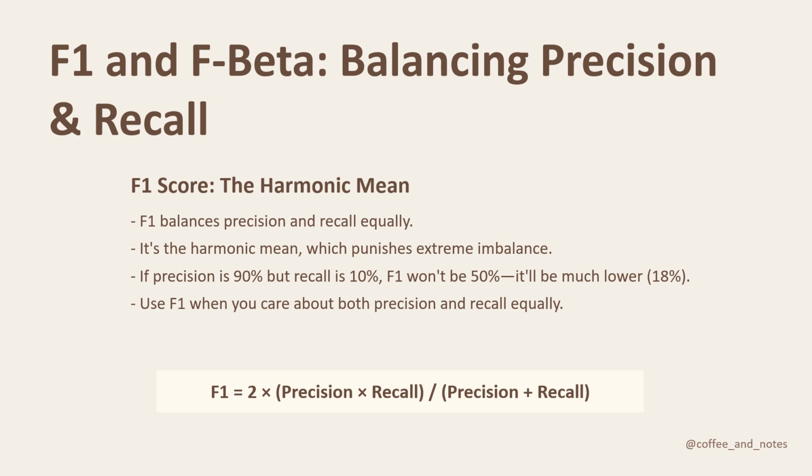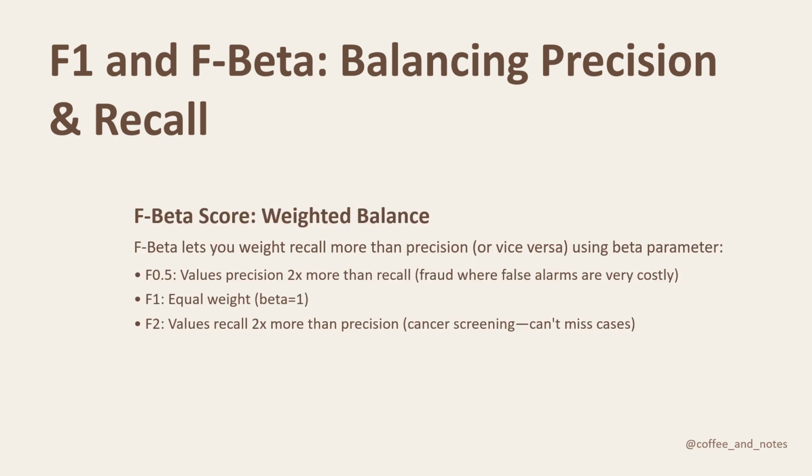So, simple thumb rule: use F1 when you care about precision and recall equally. It's a good summary metric for many classification problems. But if you don't care equally, if recall is more important than precision or vice versa, that's where F beta comes in. F beta lets you weigh one metric more heavily using the beta parameter.